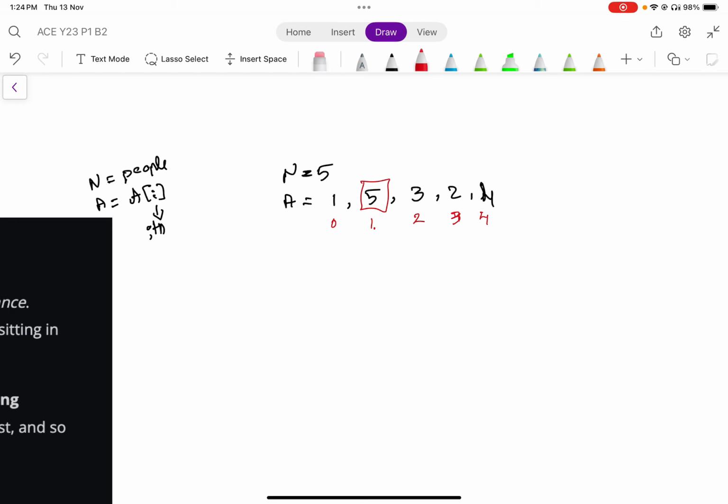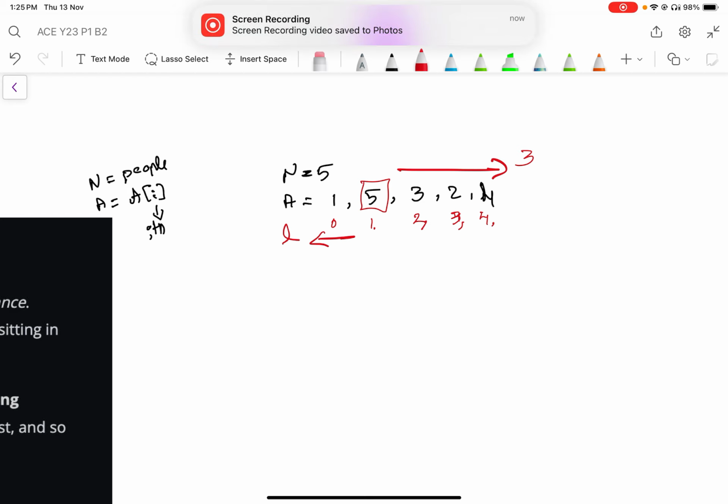So they need to choose either left or right. If he chooses the right, how many people will be disturbed? The persons sitting at the second, third, and fourth index, so a total of 3 people will be disturbed. If this person chooses the left direction, how many people will be disturbed? The person sitting at the zeroth index, that is 1.